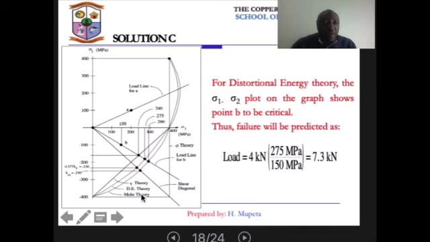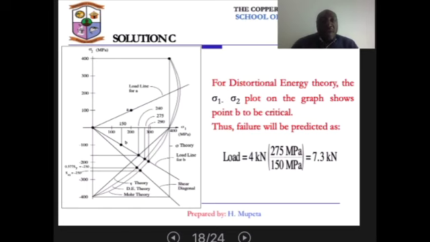Peradventure, if we are asked to deal with the Mohr theory, we are going to consider it at that point, and then we get this 290 divided by this 150 multiplied by 4 kilonewtons, and then we'll get the value for the Mohr theory.